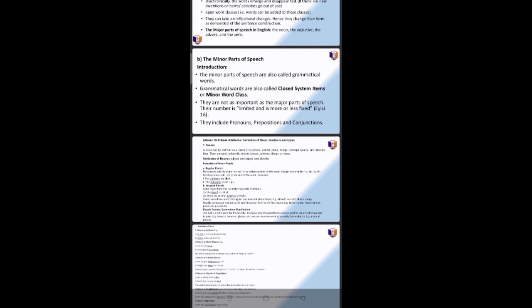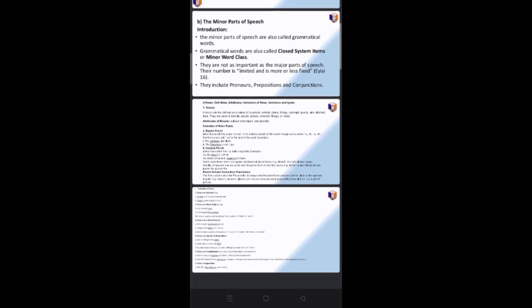The minor parts of speech. Introduction. The minor parts of speech are also called grammatical words. Grammatical words are also called closed system items or minor word class. They are not as important as the major parts of speech. Their number is limited and is more or less fixed. They include pronouns, prepositions, and conjunctions.